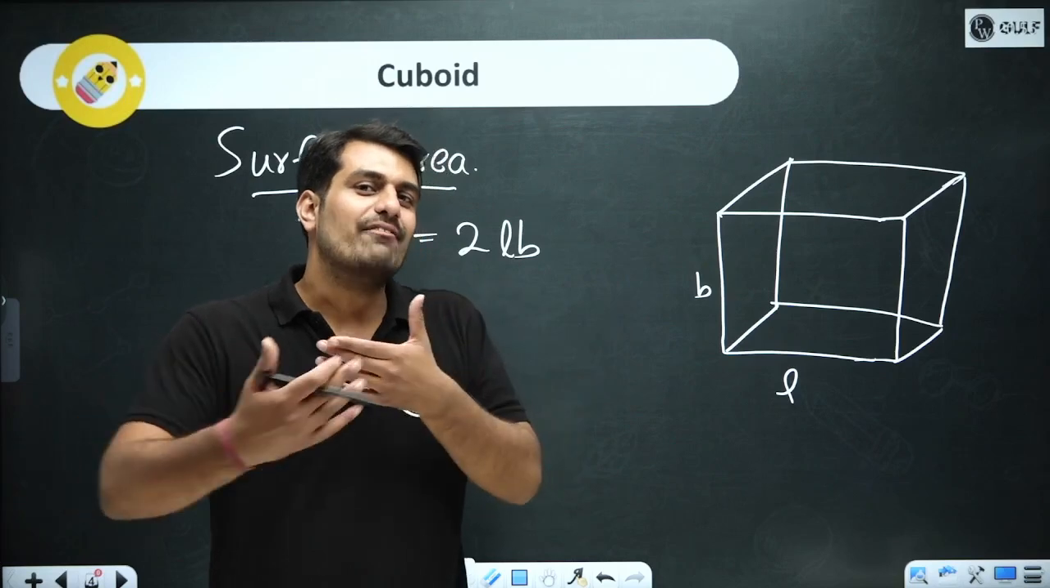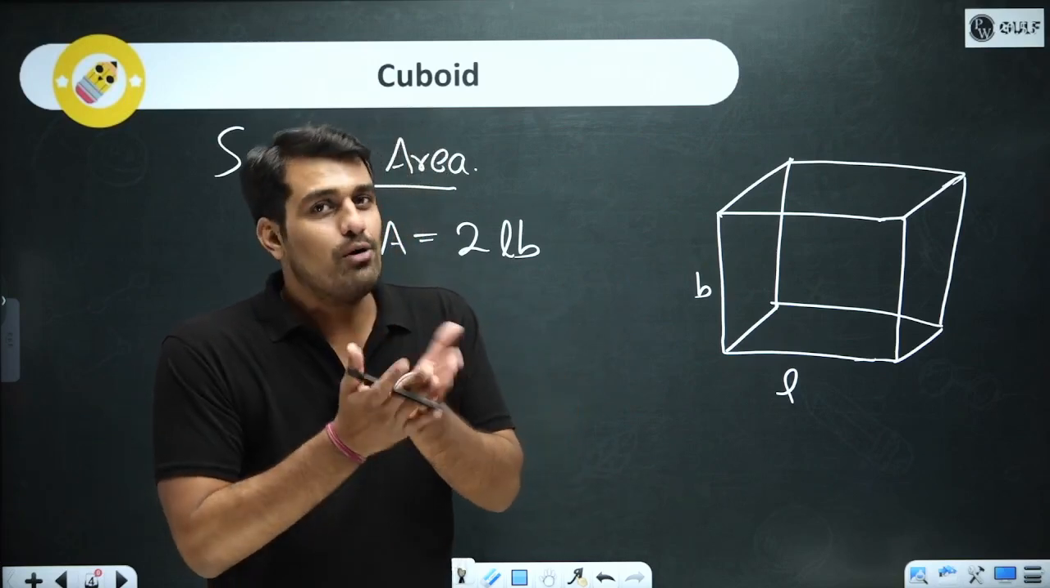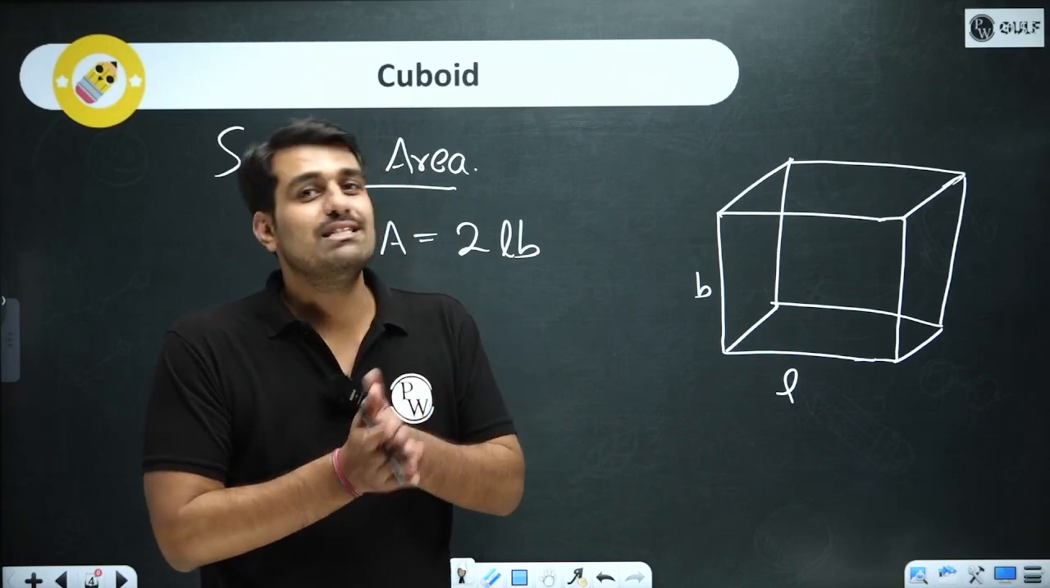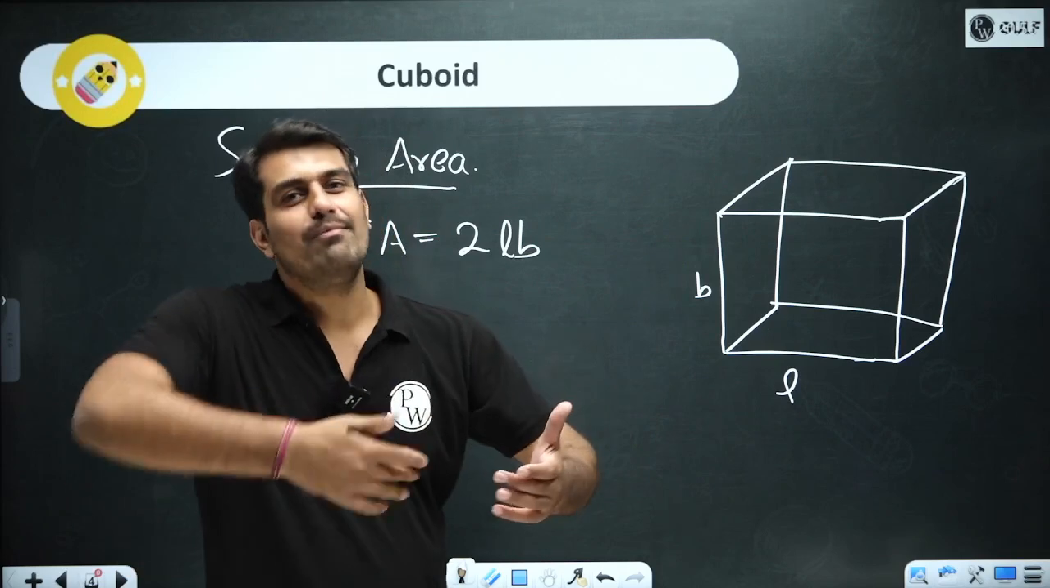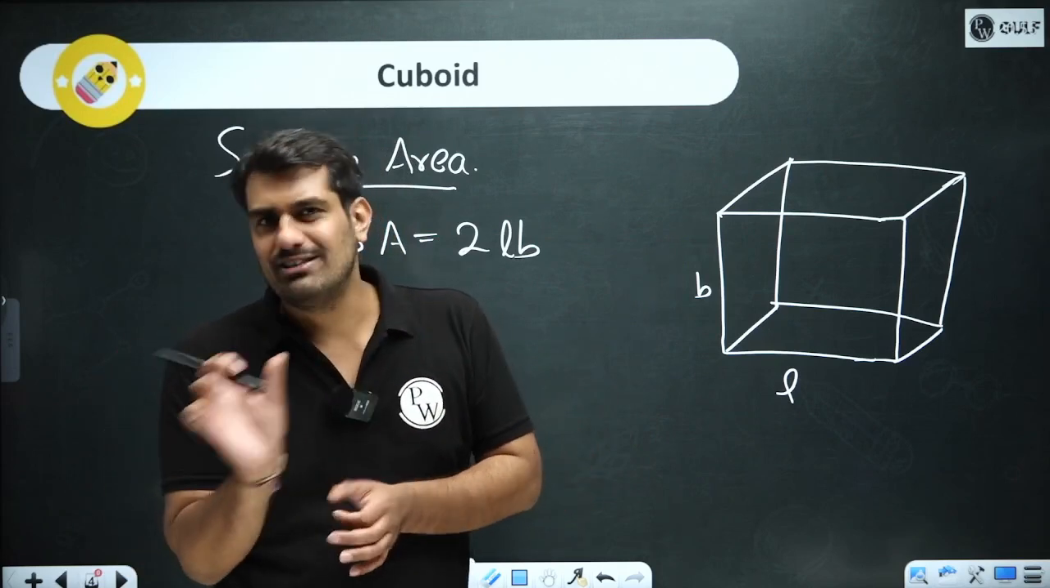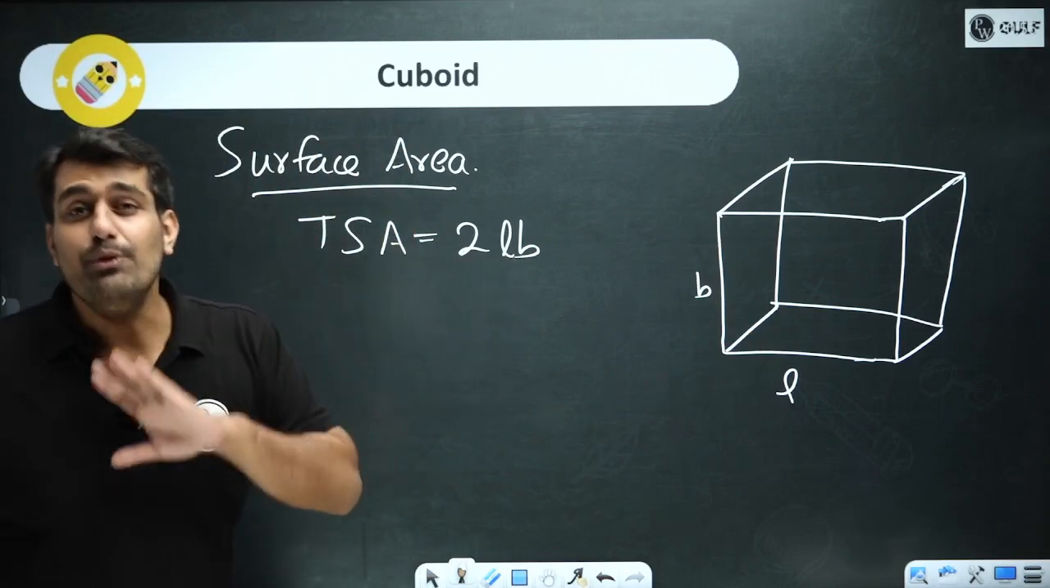If something has a front face, it will have a back face, right? So if you have a textbook in the shape of a cuboid, you will have a front face which will be colorful, and a back face where it is written how much it costs. So the front face and the back face give 2 into length into breadth.